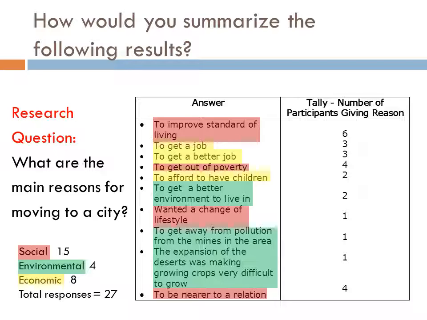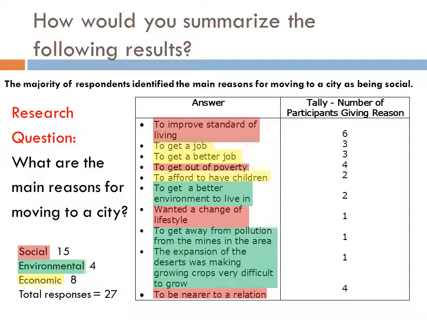Now that we've grouped the responses together in 3 broad categories, we can look at the frequency of responses to identify trends in the data set. In this case, 15 of the 27 responses were social reasons, 4 were environmental reasons, and 8 were economic reasons. Based on these numbers, we can conclude that the majority of respondents identified the main reasons for moving to a city as being social. We reached this conclusion based on the fact that 15 out of 27 responses were social reasons.